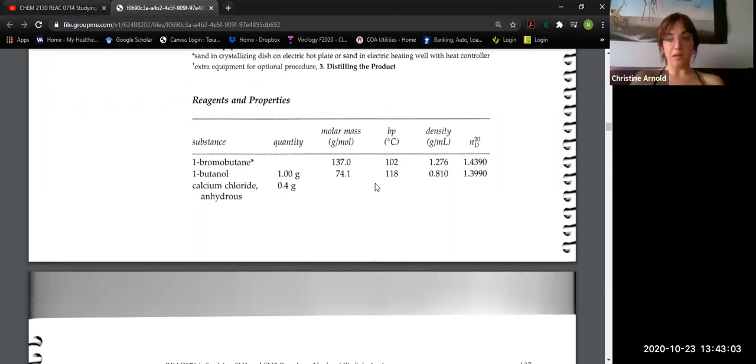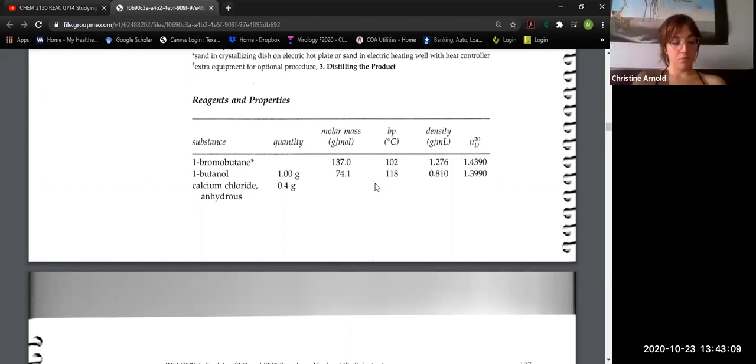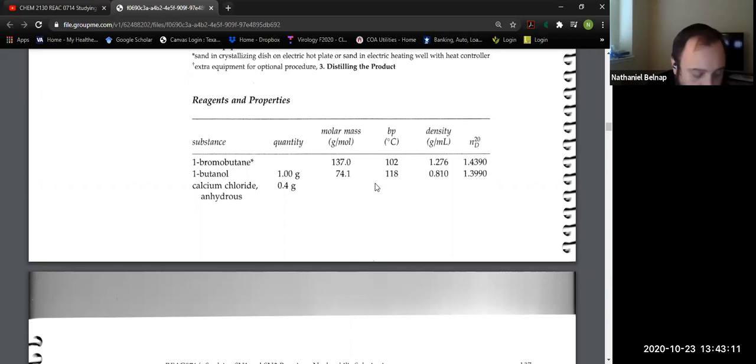I'm sorry, can you repeat that? Which part? The whole thing? Just what the end was. So the end is 0.0144 moles of 1-bromobutane. That's how much you end up having.